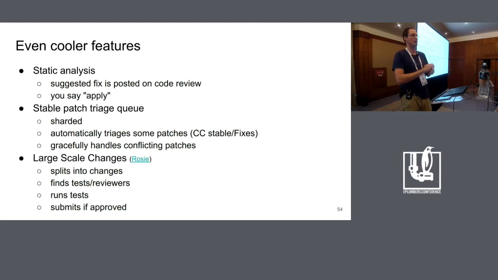And large-scale changes. Imagine you change thousands of files in the kernel. Also, you made the change using some semantic code analysis tool. And then what you do, you just give it to your system and say, go submit it for me. And the system splits it into patches, finds the maintainers for each patch, finds the tests, runs the tests. If the tests pass, it mails the change. If maintainers approve the change, it merges it. Only if the maintainer leaves a comment, that's where you need to take an action.